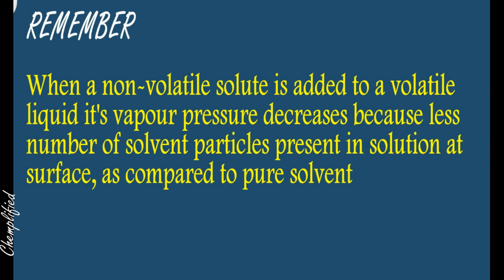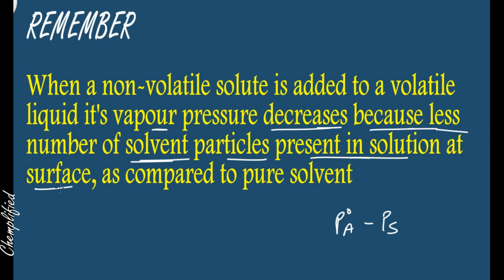Now let's move. Remember a few things. When a non-volatile solute is added to a volatile liquid, in simple words, you are adding sugar to water, right? Sugar is non-volatile, water is volatile. Its vapor pressure decreases. We talked about P naught A minus PS. Its vapor pressure decreases because fewer solvent particles are present in the solution at the surface as compared to pure solvent. What does it mean?